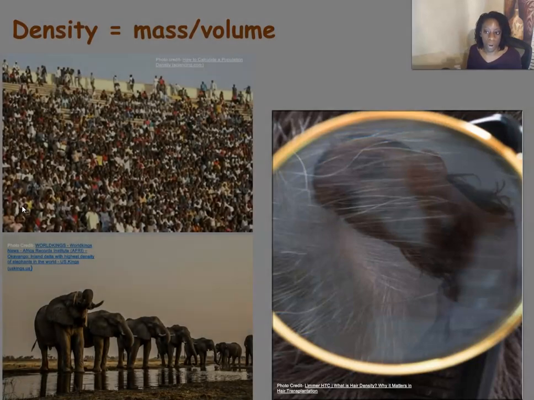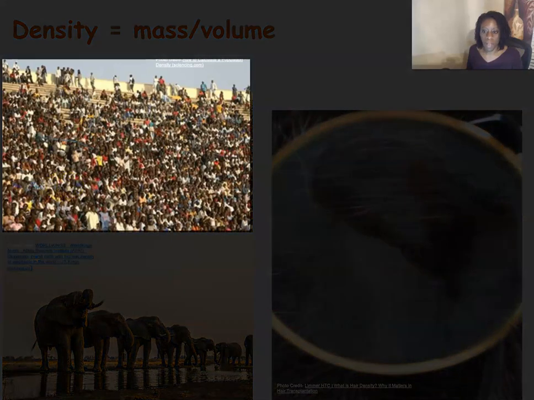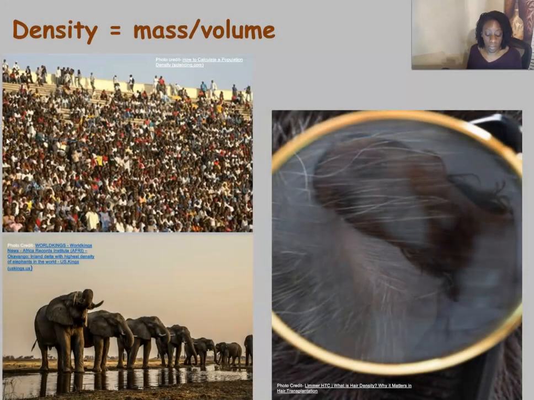We also use this for population density. If we look at this picture here at the top, we would consider this a dense area because within this space, there's a large number of people. So that would be considered a dense area. So we use density in a lot of different aspects.